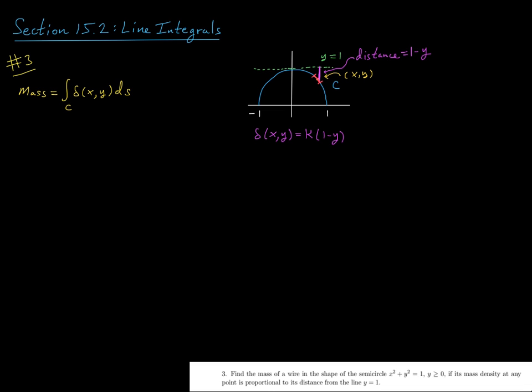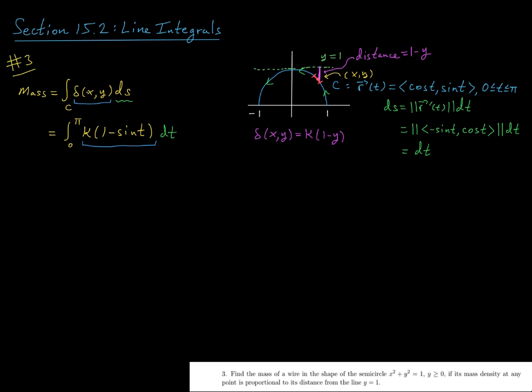How about a parameterization for our path C? Well, just looking at the top half of the unit circle, I'll parameterize this as cos t, sine t, letting t vary from 0 to pi. That's going to give us this counterclockwise parameterization. And so now let's go ahead and set up the integral.